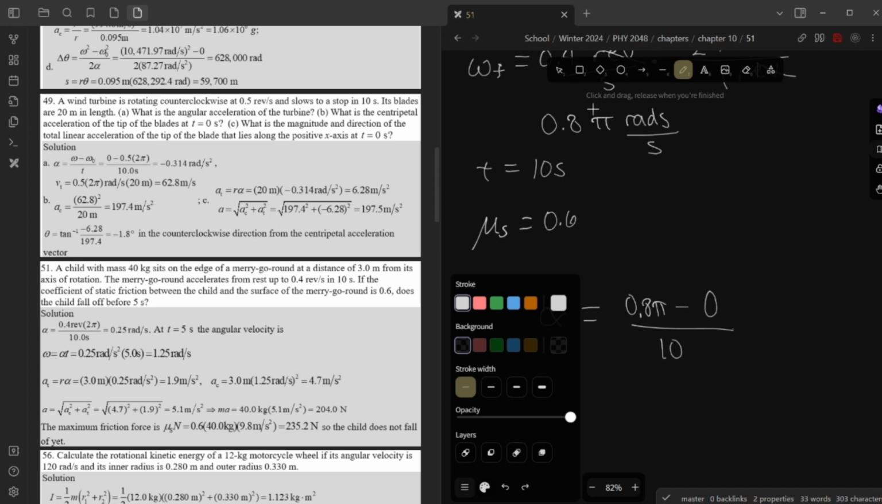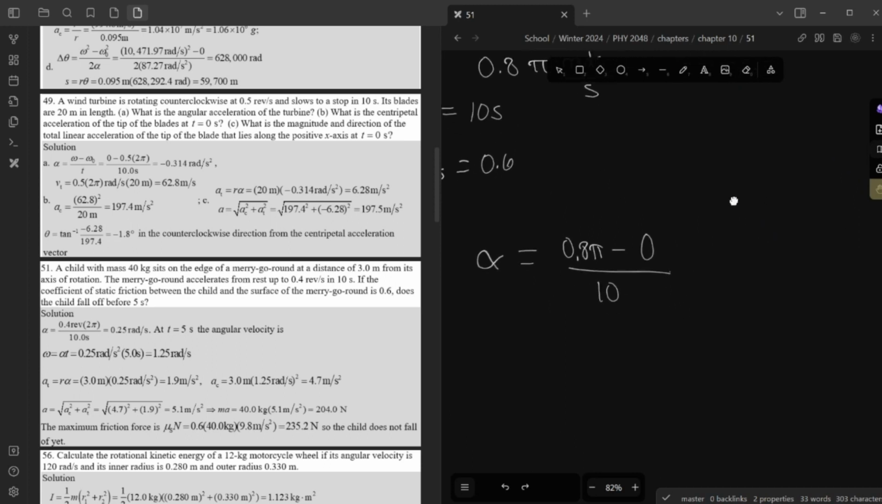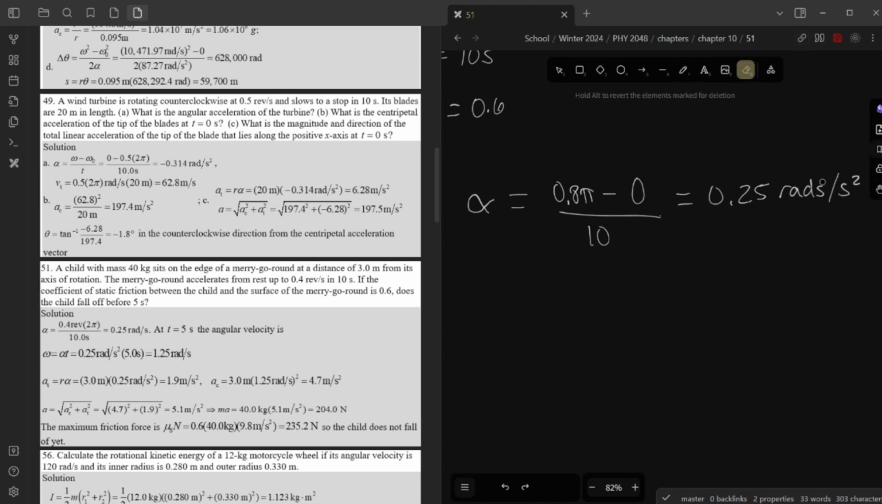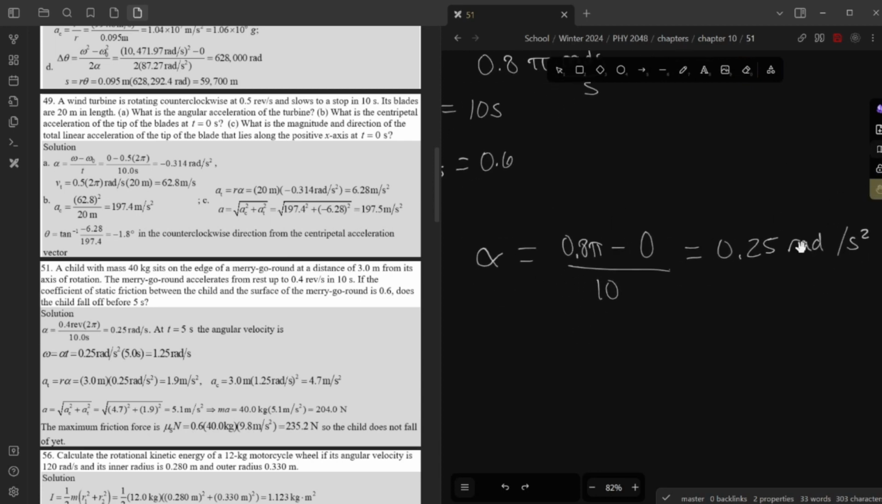And after that, we will see that we get an angular acceleration. I don't know why they had angular velocity units here, you see that? But anyways, our answer is 0.25 radians per second squared. So, that is our alpha.